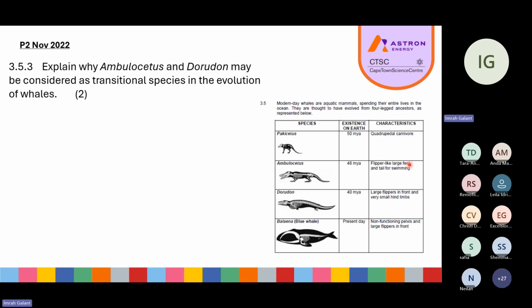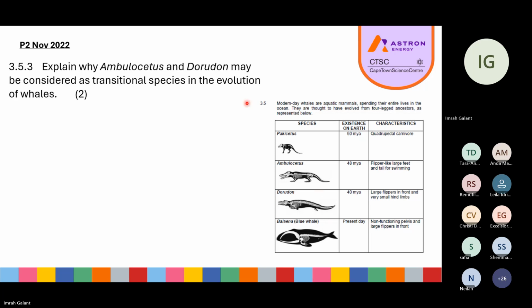So moving on to the next question, explain why Ambulocetus and the Dorudon may be considered as transitional species in the evolution of whales. So transitional species, just recap that definition again. It says shows intermediate characteristics between two species. So it has characteristics common to its ancestor as well as its descendants.